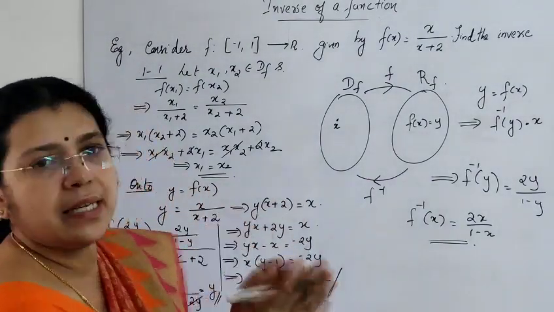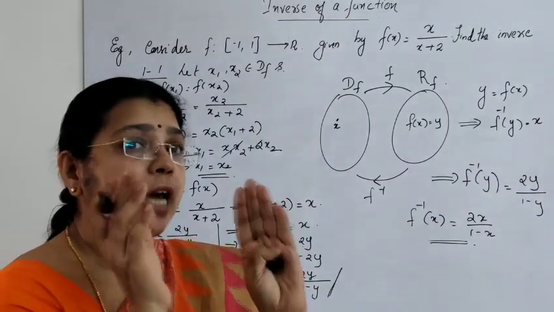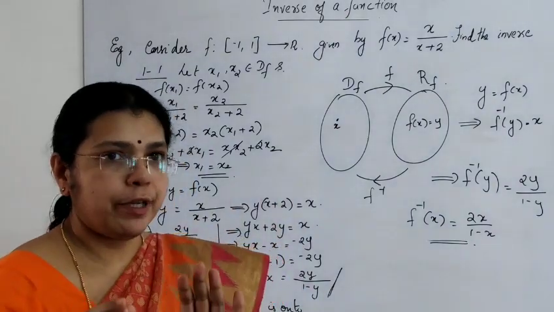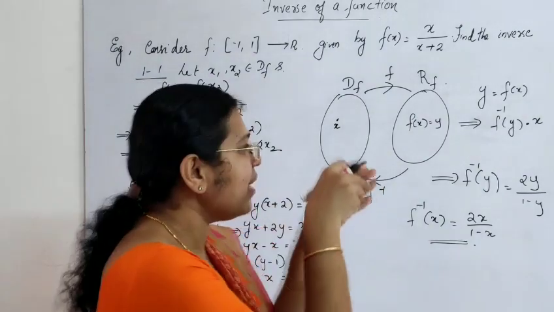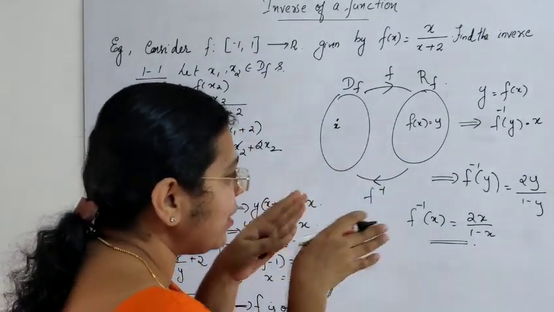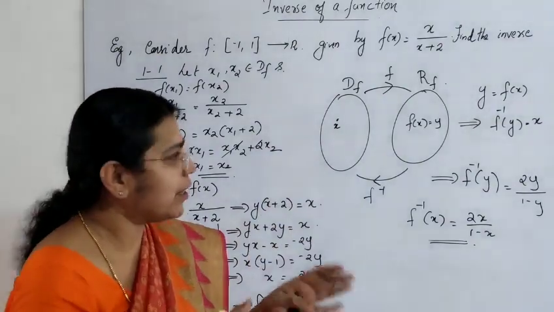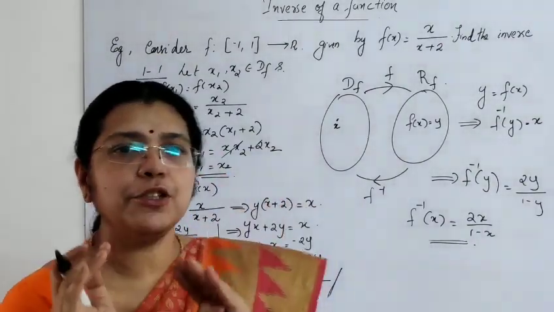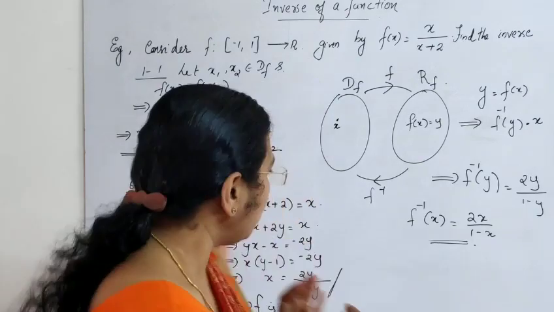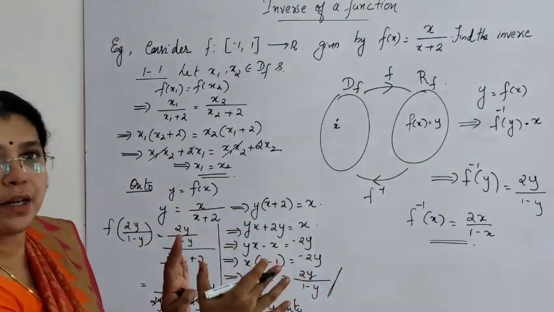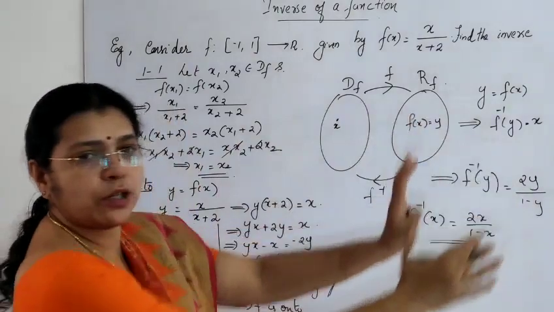Now let me discuss the second method using our fog and gof. I don't use it, but just for a change, I termed it as fog and gof. So using fog and gof, I'll just show you how to find the inverse. Okay. So I hope this is clear to all of you. So let's move on to the second method.